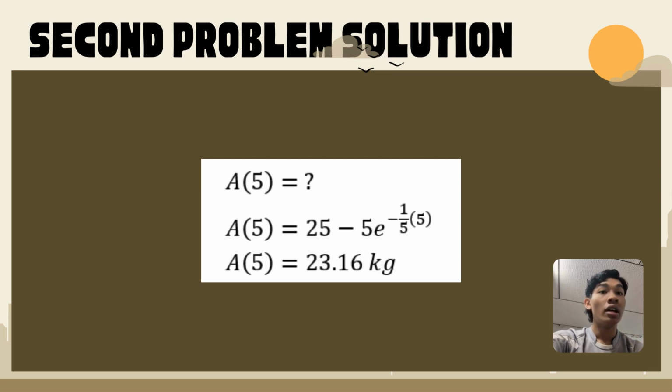So we will get A(5) equals 25 minus 5 exponential power of negative 1 over 5 times 5, where we substitute t with 5. So we will get the value of A equal to 23.16. The unit of A is kilogram. So we will get the value of A after 5 days is 23.16 kilograms. So that's it.